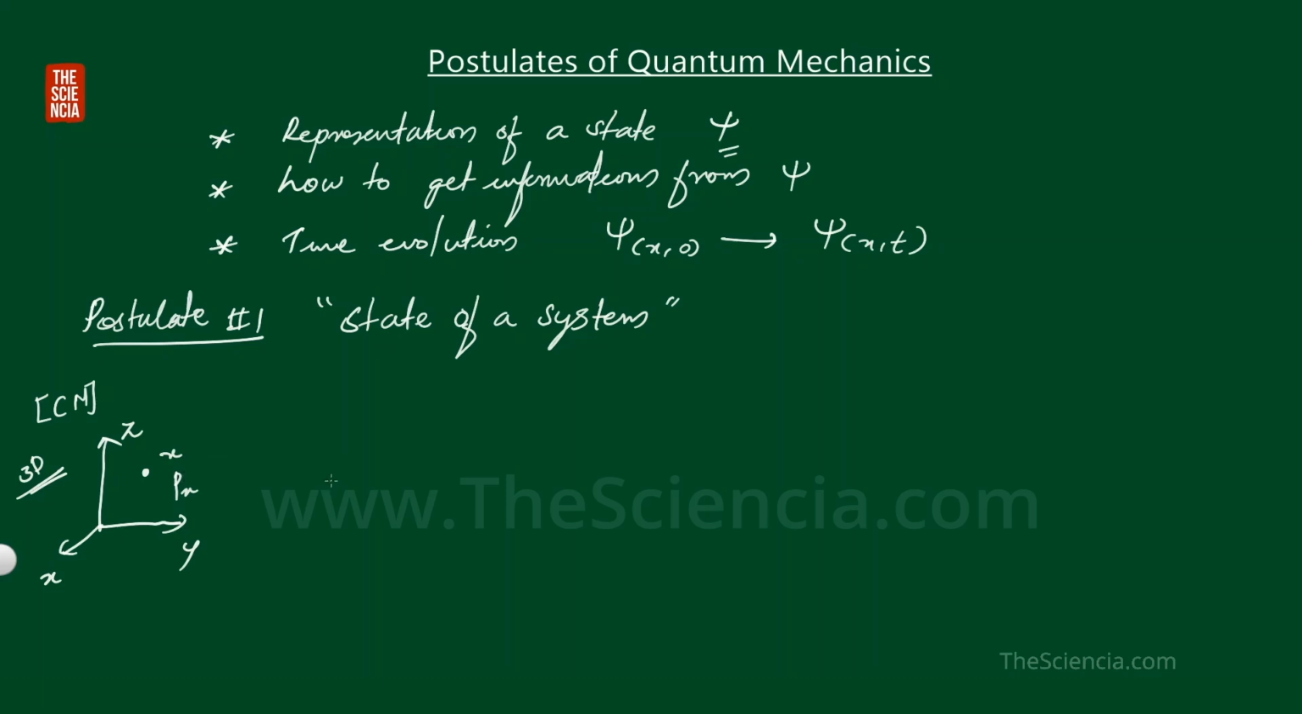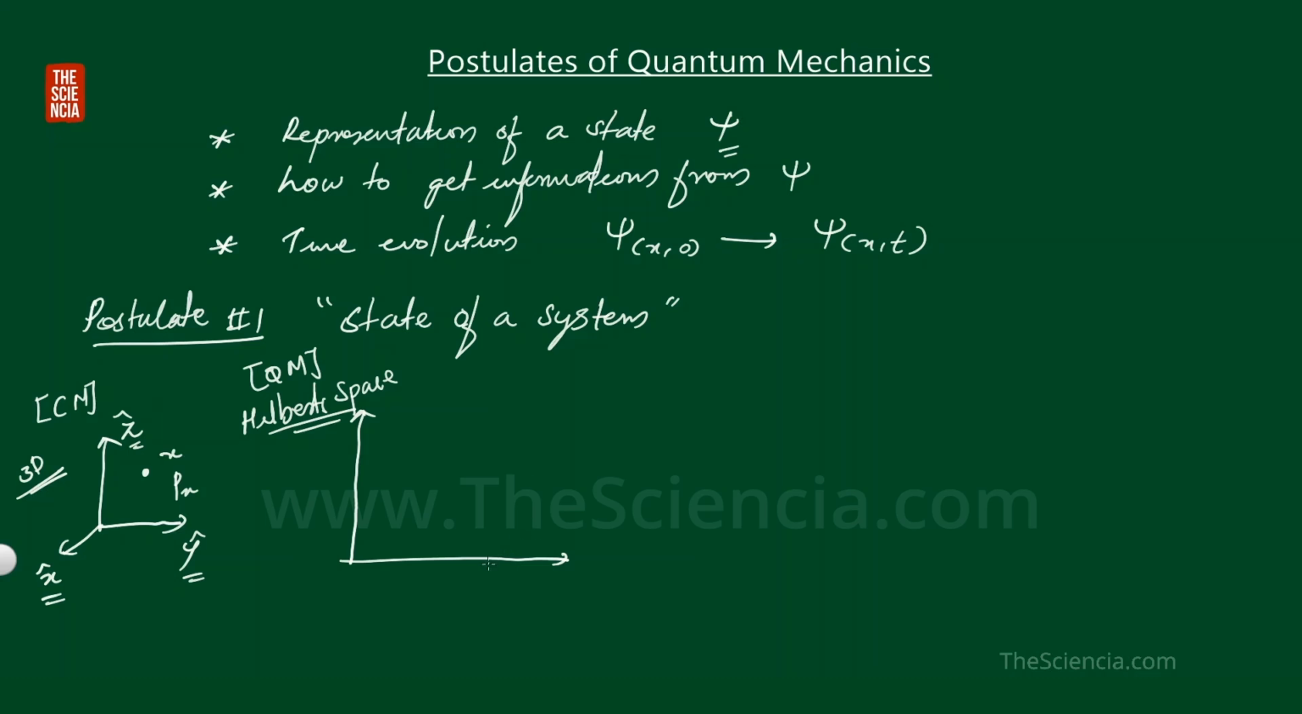Similarly, in quantum mechanics, we use a space, that is Hilbert space. This is the quantum mechanical space. And this space is spanned by some basis vectors. Here we see x, y, z. These are the basis vectors, that is x cap, y cap, z cap. They are orthogonal to each other.